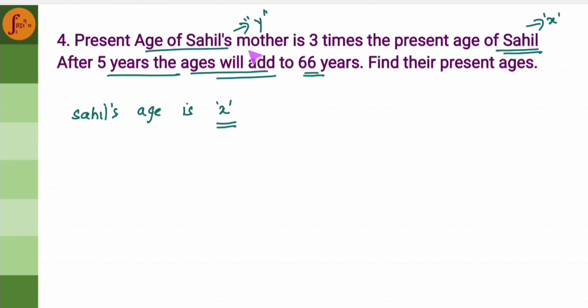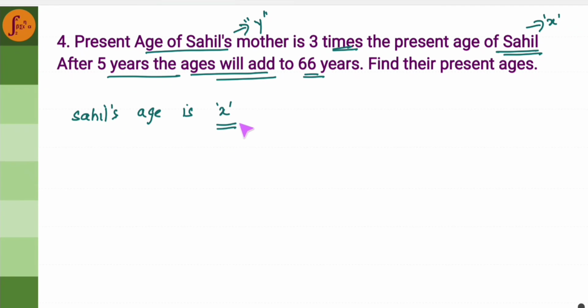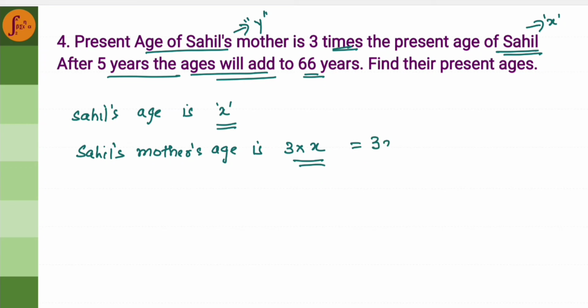For that, they have given that age of Sahil's mother is 3 times the present age of Sahil. That means mother is older than Sahil by 3 times his age. So if Sahil's age is X, then Sahil's mother's age is 3 into X, that is 3X. Now, after 5 years, the total age of Sahil's mother and Sahil is going to be 66.